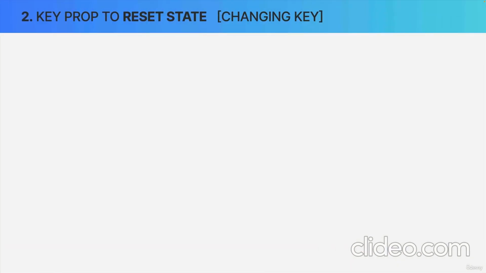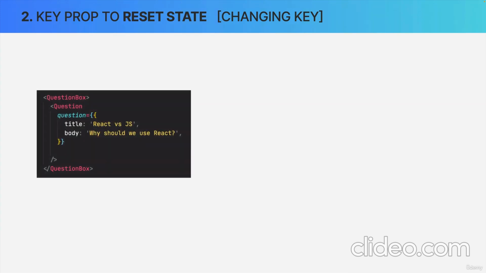All right, so we looked at the use case for a stable key, and so now let's look at the use case for a changing key, which is used to reset state in component instances. Now here we don't need a big code example because we will do this in practice in the next lecture, but let me just show you what I mean by resetting state. So let's say we have this question inside question box and we pass in this object as a prop.